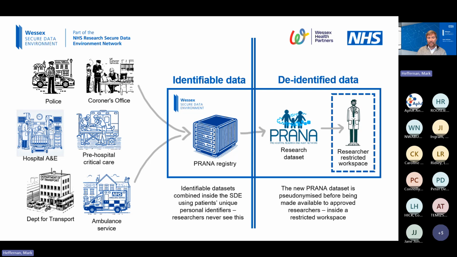On the left-hand side in the blue are the NHS data sets from A&E, pre-hospital critical care, ambulance services, air ambulance, South Central Ambulance Service, etc. But also on the left-hand side are non-NHS data sets: the police information about a particular accident or incident, coroner's office information, Department for Transport information as well. Because none of us give our NHS numbers to these non-NHS organizations, we needed to be able to bring in identifiable data for the purposes of linkage.